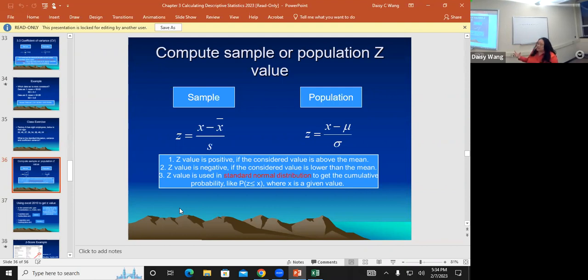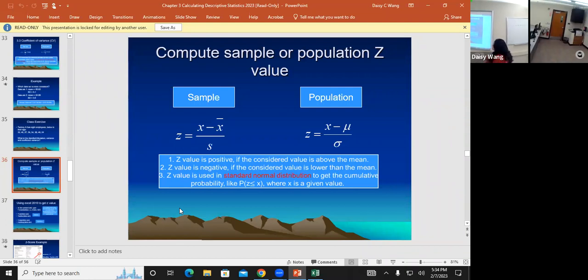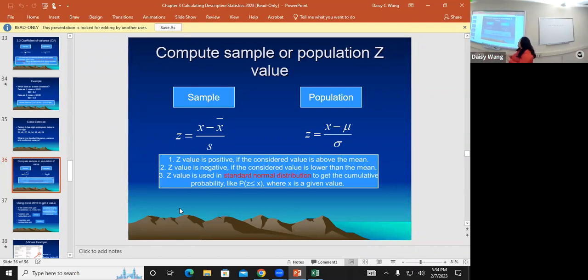The statisticians came up with this standard table, the standard normal distribution. They calculate the Z value for us. The Z value is a standardized normal distribution number, when we calculate how far our data is from the average in terms of how many standard deviations. Does it make sense? Okay.